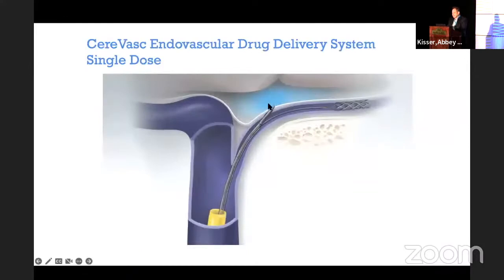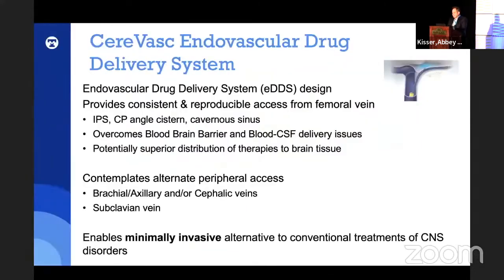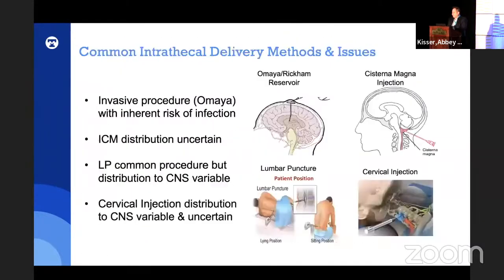So the idea, again, in a single delivery would be to traverse and then administer, for instance, a gene delivery or a vector in a single time, and then come out. The dura is self-sealing. It provides access to the cerebellopontine angle cistern, and eventually it may be possible to deliver that through a brachial, axillary, or cephalic approach, or using a subclavian vein or a jugular vein.